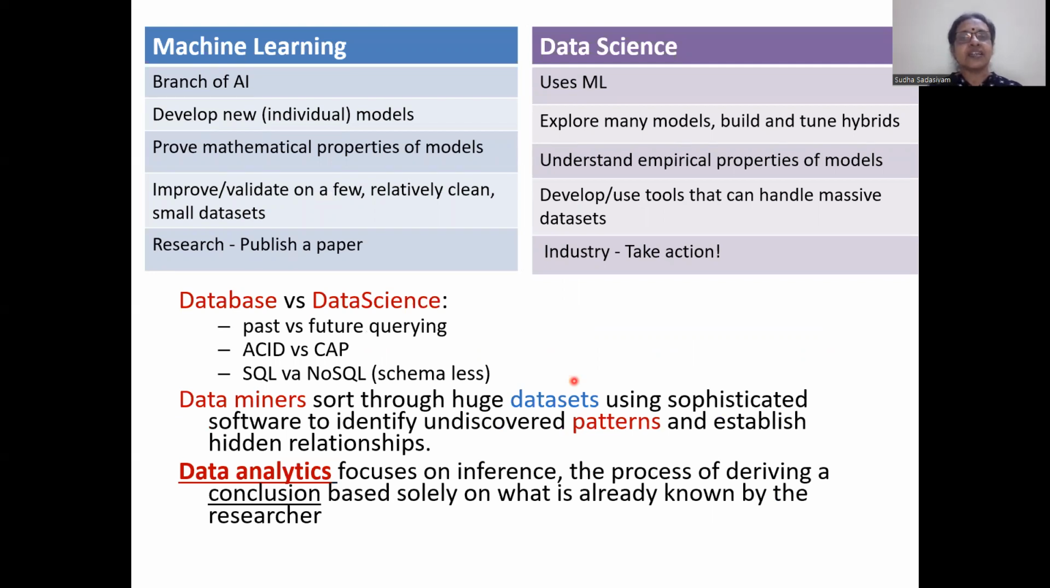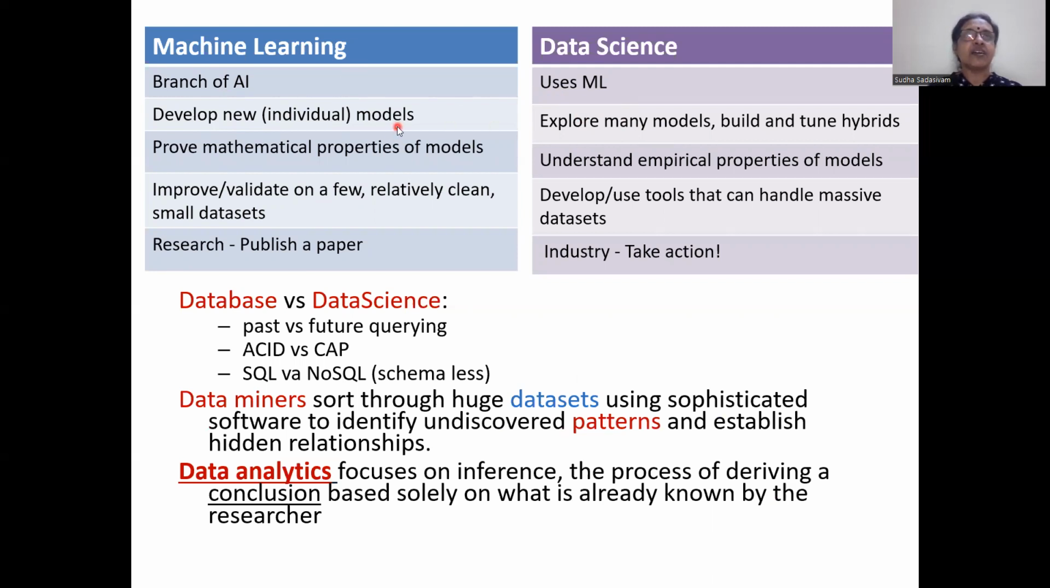Basically, data science is an applied area of machine learning for a particular domain. It can be business, law, science, and so on. So machine learning is a branch of AI, whereas data science in turn uses machine learning for a particular data set or a particular domain.